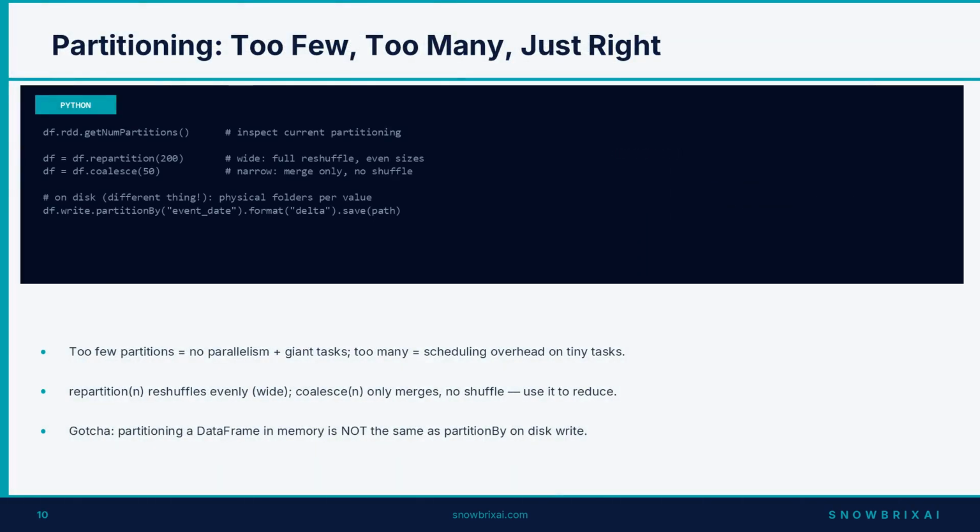Let us talk partitioning because the count matters more than people think. Too few partitions and you lose parallelism with giant tasks crawling along. Too many and you drown in scheduling overhead on tiny tasks. Look at the code. repartition(n) reshuffles your data evenly, but it is a wide operation, so it costs a shuffle. coalesce(n) only merges partitions with no shuffle, so reach for it when you want to reduce. And here is the gotcha worth saying. Partitioning a DataFrame in memory is not the same thing as partitionBy on a disk write. One shapes compute, the other shapes your files.